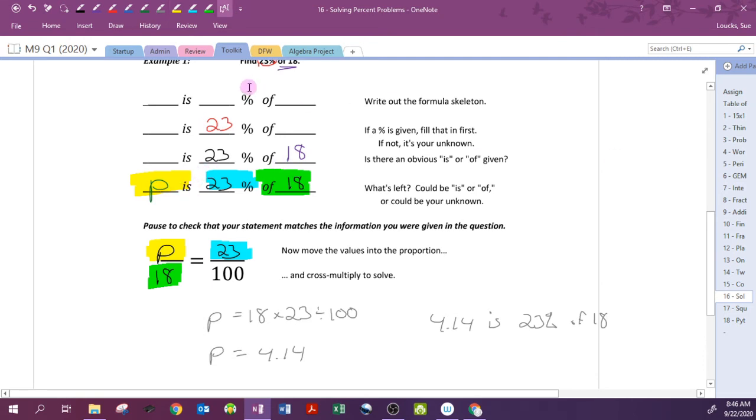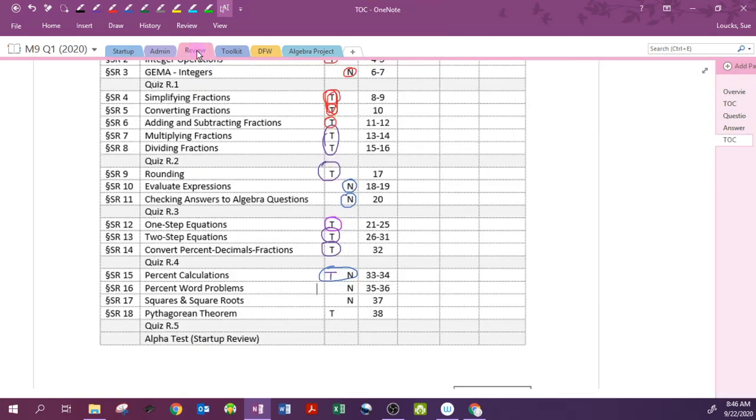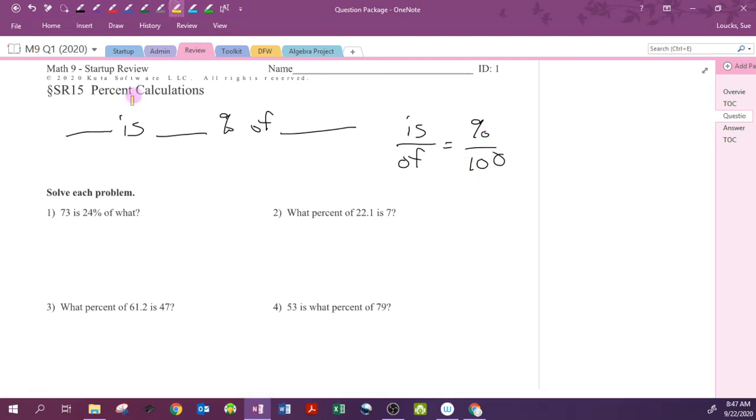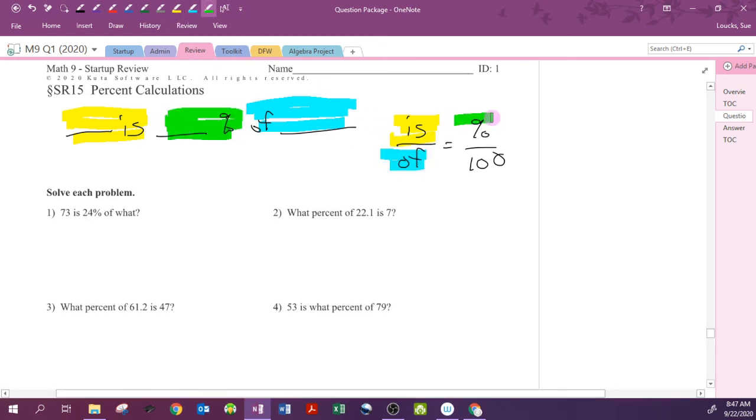Okay, let's go over to the review package and go to the questions. Okay, so all this space up at the top here, this is just for you to write. Something is some percent of something, and then is over of equals percent over 100. And if you think it will help you, color that in. So you're showing that that number goes there. The of number is going to go here, and the percent number is going to go here.